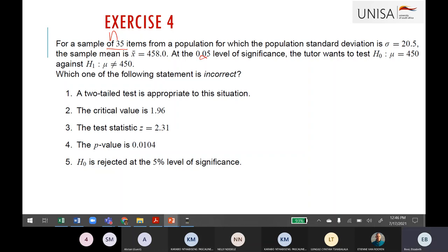We're given the alternative hypothesis, which tells us this is a two-sided test. So if we're going to find the critical value, we use alpha divided by 2. When we make decisions, there are two regions of rejection. If we're going to find the p-value, I will explain it later on. Statement number one: is that true or false? True. It is a two-tailed test, so it's true.